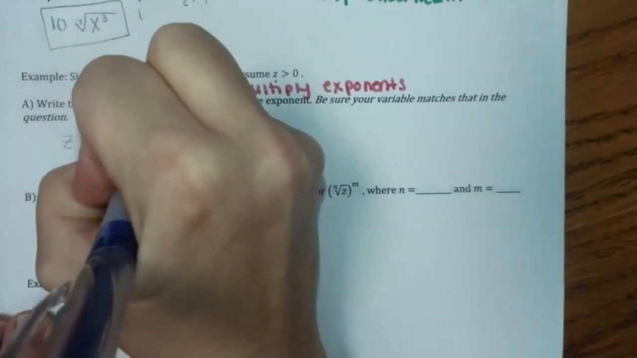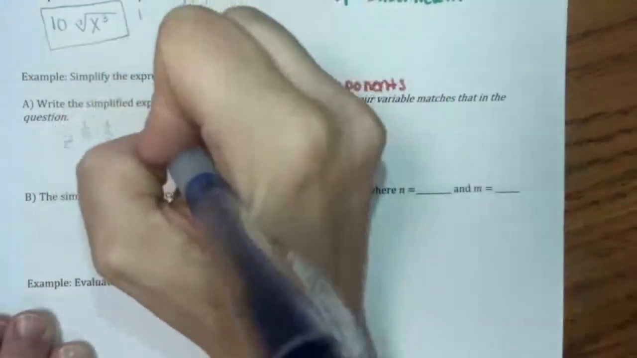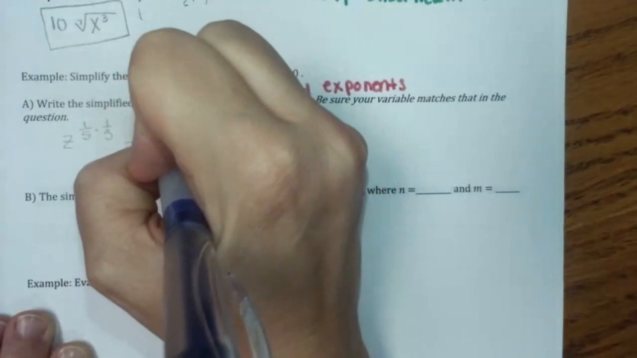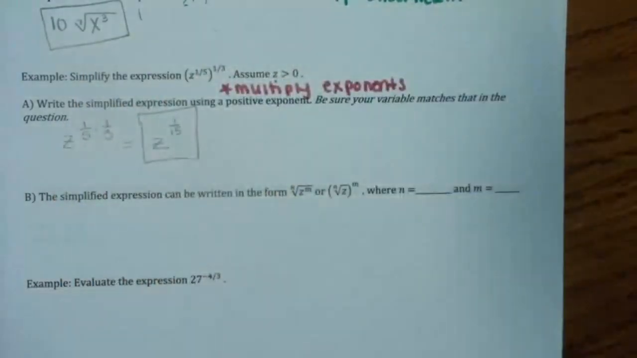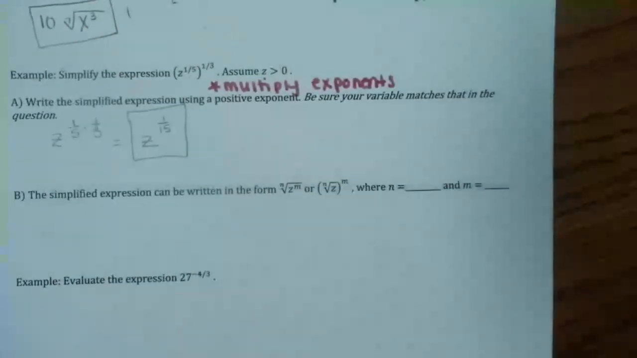We're multiplying fractions, so top times top, bottom times bottom. So 1 times 1 will give us 1, all over 5 times 3, which is 15. So I have z to the power of 1 divided by 15. Part B says a simplified expression can be written in the form of the nth root of z to the m, or the nth root of z and then all to the n power. Either way, as long as that m is an exponent, we're fine.